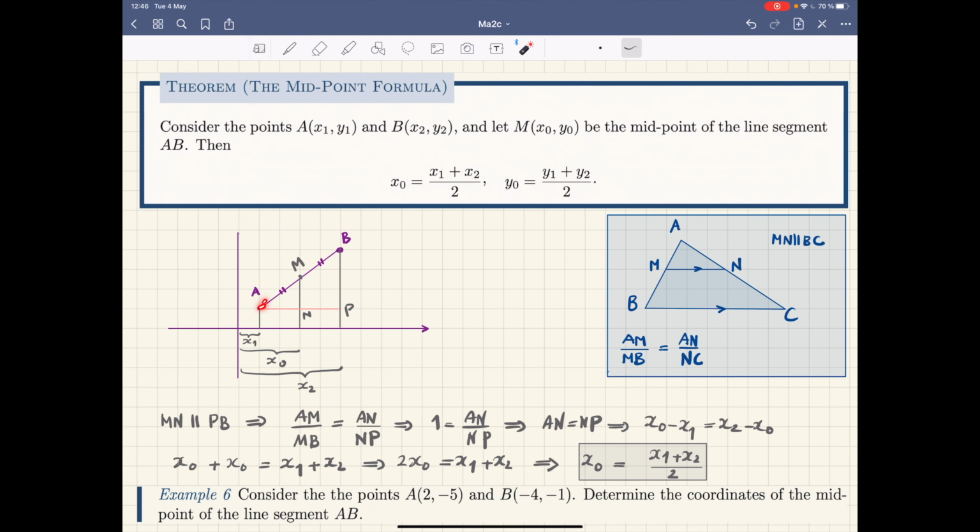If you want to find half the length, you need to use the length formula. But if you want to find the coordinate of the middle point, you need to find an x value for the x coordinate, a y value for the y coordinate. Then you have to use this formula. Yes, and the formula is very easy to remember.